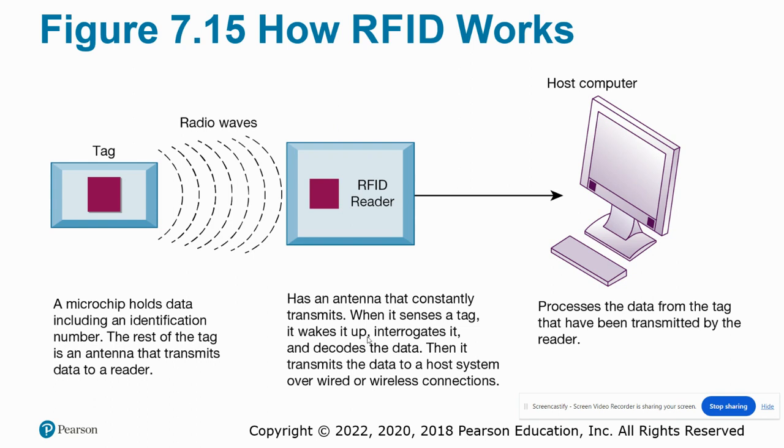RFID uses low-powered radio transmitters to read data stored in a tag at distances ranging from 1 inch to 100 feet. The reader captures the data from the tag and sends it over a network to a host computer for processing. This graphic illustrates how RFID works.